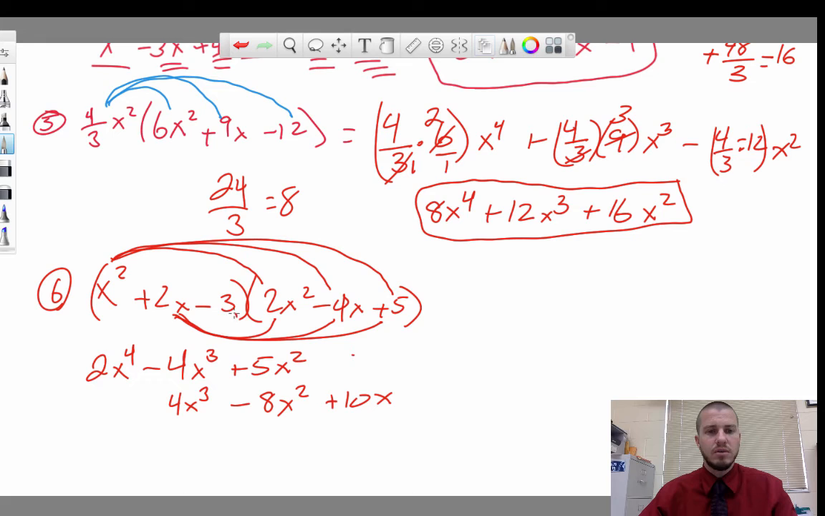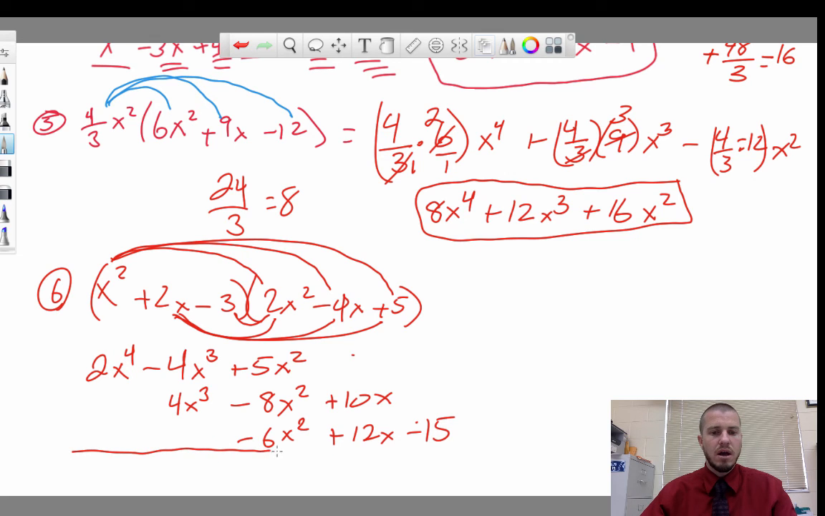And now I'm going to distribute the negative 3. And I have negative 3 times 2x squared is negative 6x squared. And I'm going to put that under the x squared. Negative 3 times negative 4 becomes positive 12, and that's going to be positive 12x. And then negative 3 times positive 5 becomes negative 15.